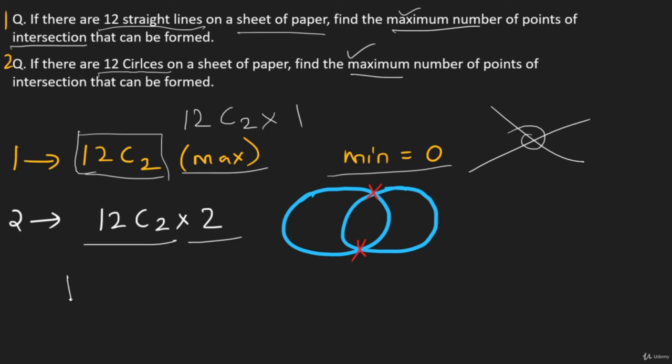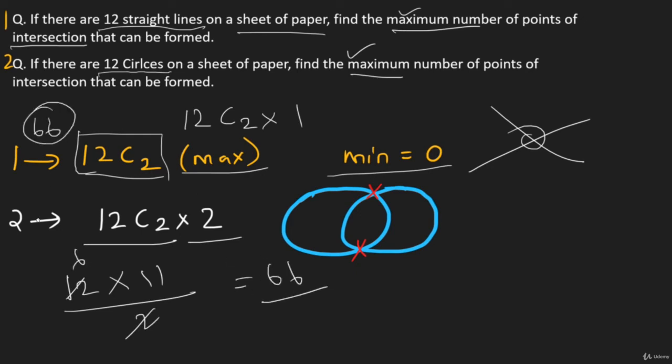Remember, what is 12c2? It's nothing but 12 into 11 by 2, which is equal to 66, right? So the first answer over here is 66, and the second one over here is 66 into 2, which is equal to 132.